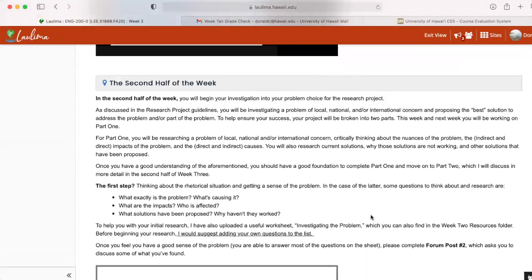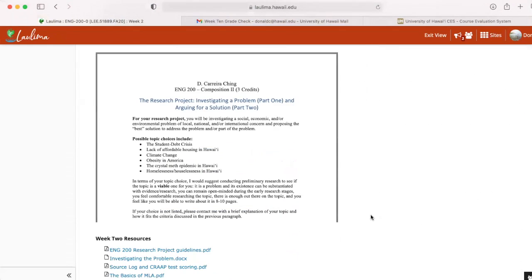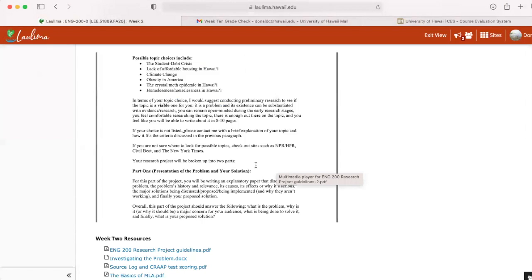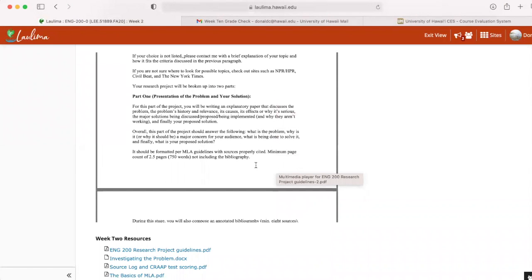I think one particular example that is a great one for this area is the research project, in which students are tasked with investigating a problem and then arguing for a solution. This project is broken down into two main components. The first component requires students to investigate a problem of some seriousness or relevance and then explain over the course of about 2.5 to 3 pages various aspects of it, including its history and relevance, its causes, its seriousness, its effects, as well as possible solutions that are out there for it.